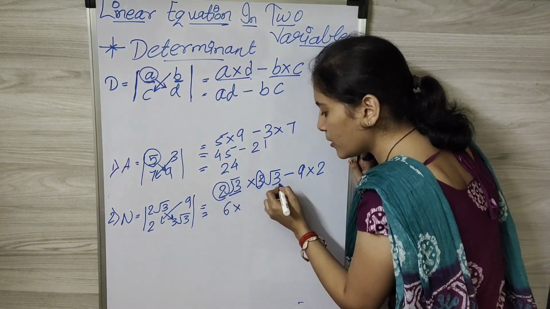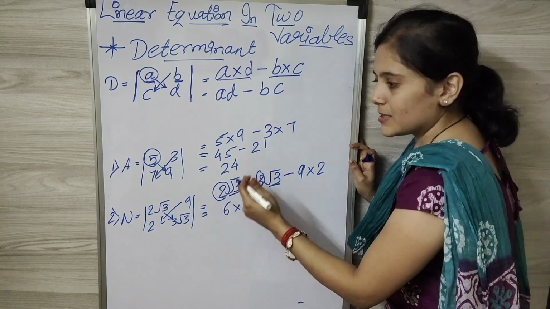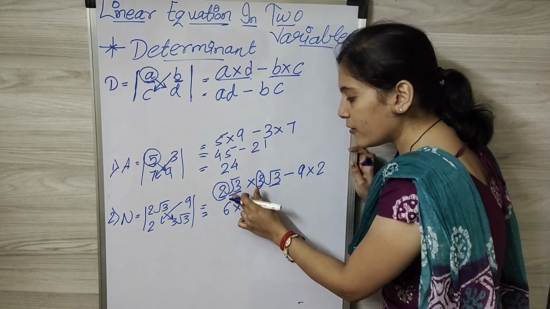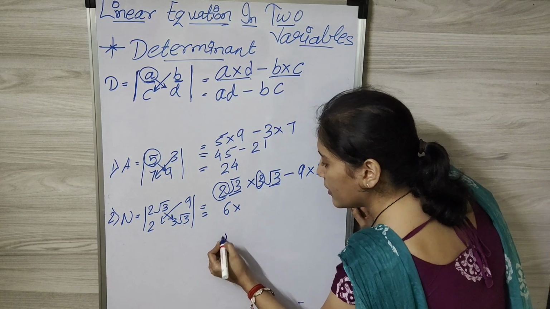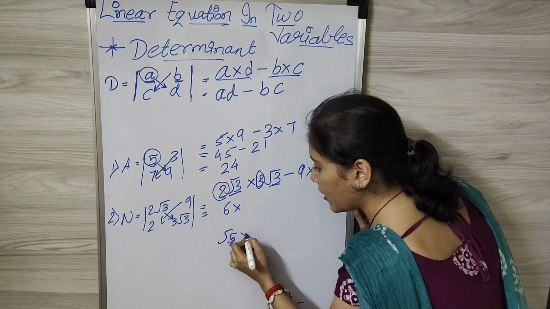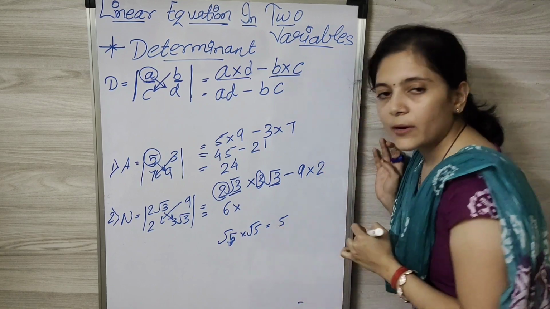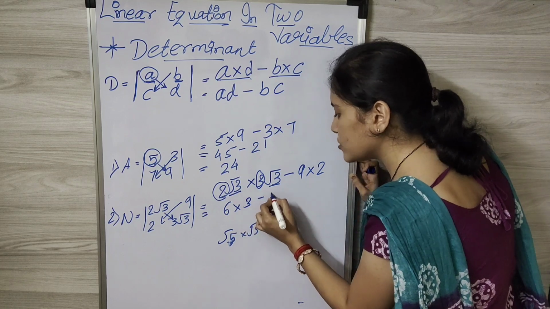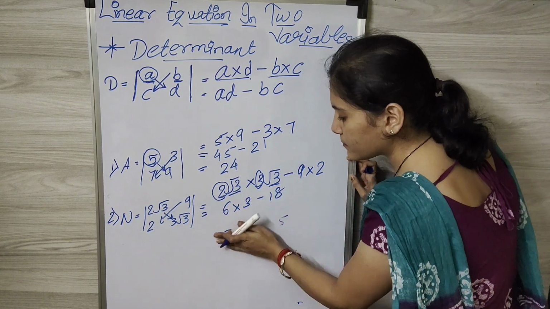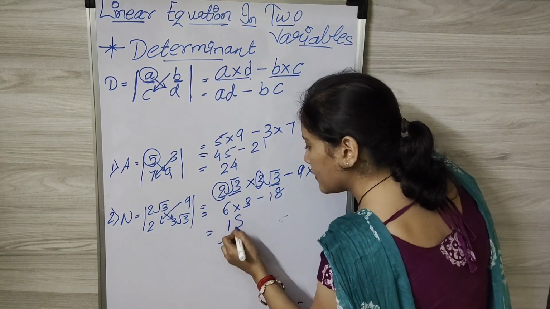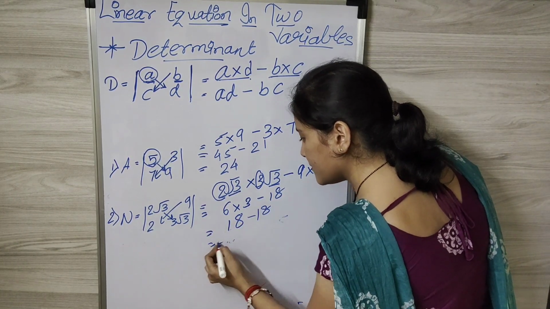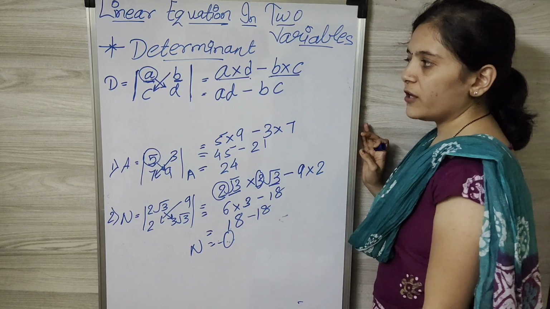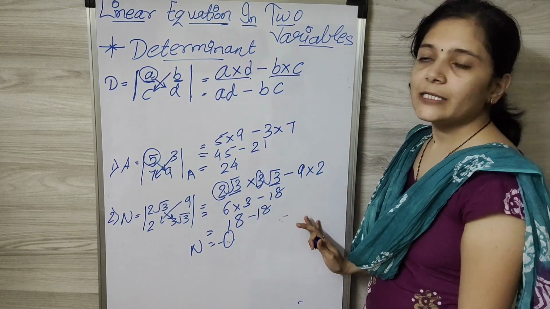Now under root 3 into under root 3 becomes 3. Under root 3 means, suppose we take it as half, half into half becomes 1. So when we multiply under root terms, suppose under root 5 into under root 5 becomes the whole number 5. In the same way, under root 3 into under root 3 becomes 3. Minus 9 twos are 18. Again 6 threes are 18. 18 minus 18 becomes 0. So N is equal to 0. Here A is equal to 24. I think you have understood determinant.